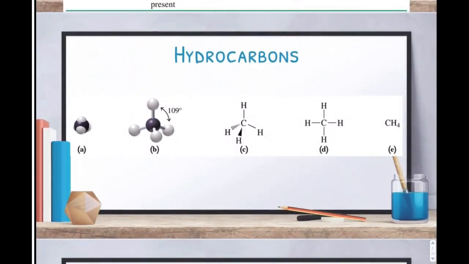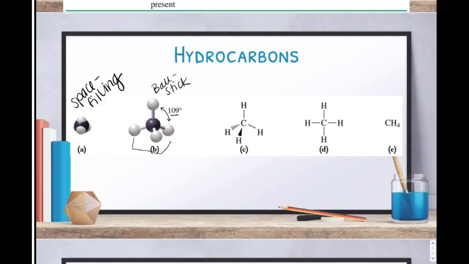When we're talking about hydrocarbons, we're actually going to be looking at a few different types of models to study this. The first type of model that we're looking at here in A is called a space filling model. As you can see, it fills up all the space. This is the most representative of what the molecule actually looks like, but it's a little harder for us to look at that and tell what's going on. Then we have a ball and stick model. As you can see here, you have a tetrahedron, and we have that 109 degree angle.